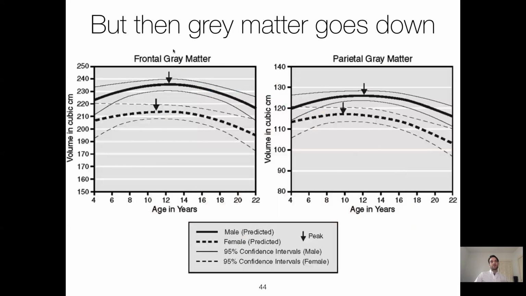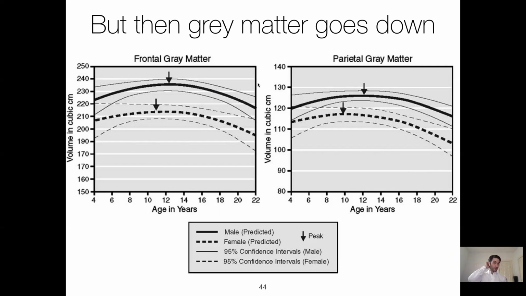To break this down a little more, I've plotted gray matter in the frontal lobe and in the parietal lobes. There's a couple of things I wanted to point out. Most notably, these arrows show you the peaks for when the females' gray matter peaks, and that's what we see on this dotted line as well, compared to the males. What we notice is that females, in both the frontal lobe and the parietal lobe, seem to peak earlier.